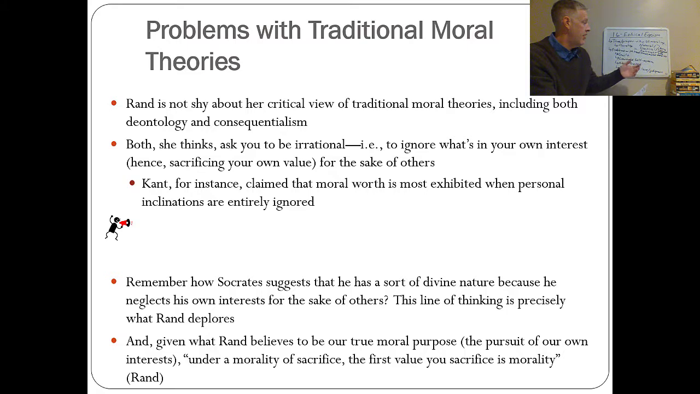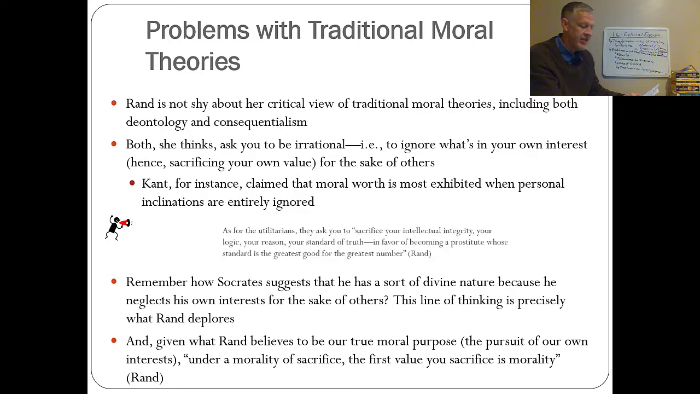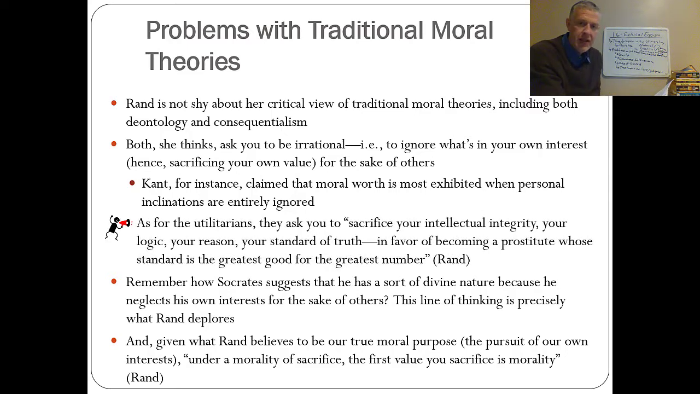she would hold that up as an example of someone who's requiring us to act on the standard of death, to turn our attention away from our own life and what matters to us. And as to the utilitarians, they ask you to, quote, sacrifice your intellectual integrity, your logic, your reason, your standard of truth, in favor of becoming a prostitute whose standard is the greatest good for the greatest number, end quote. I remember Socrates, we had that discussion of Socrates at the end of lecture 15, right? So we had that discussion of how he has that unique nature insofar as he seems to do what so few human beings do, right?